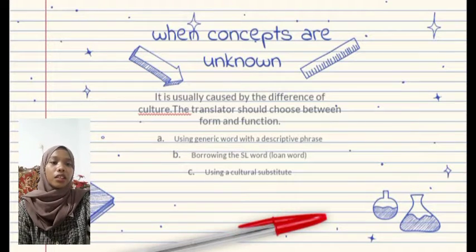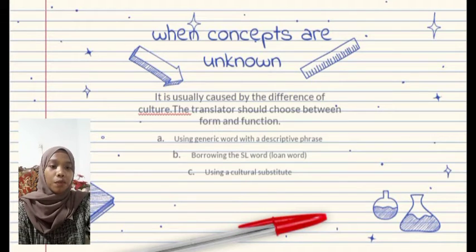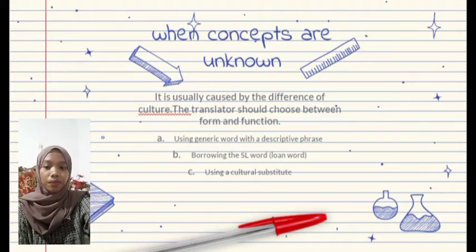Translation when concepts are unknown. It is usually caused by the difference of culture. The translator should choose between form and function. When the concept is unknown, there are three parts. The first is using a generic word with a descriptive phrase, then borrowing the SL word or loan word, and then using a cultural substitute.